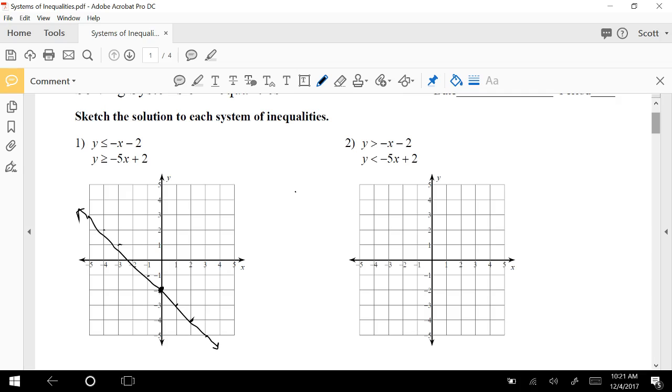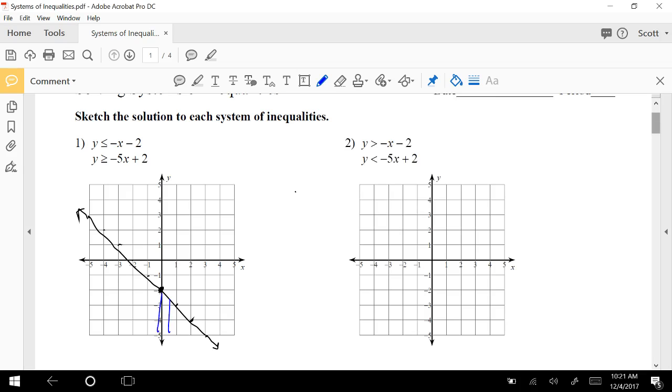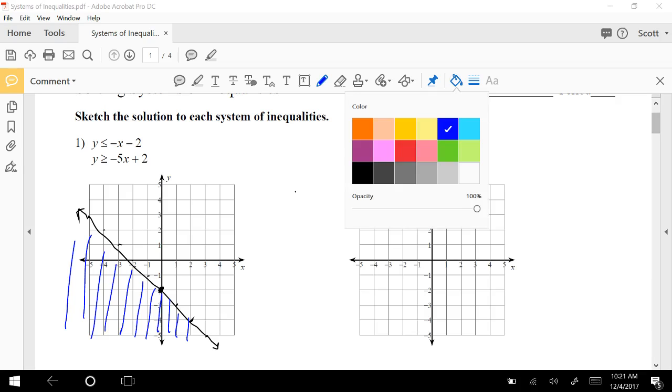Now, y is going to be less than that. So I'm going to make this blue. Y is less than that, meaning that it goes straight down from there. Okay, now I'm going to go back and draw my other line.